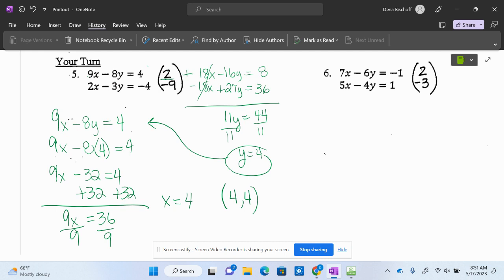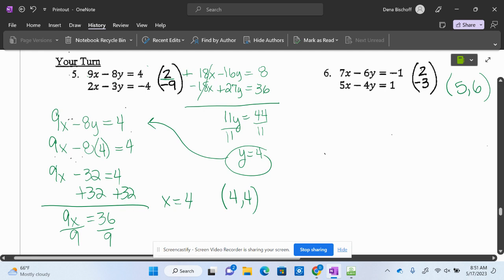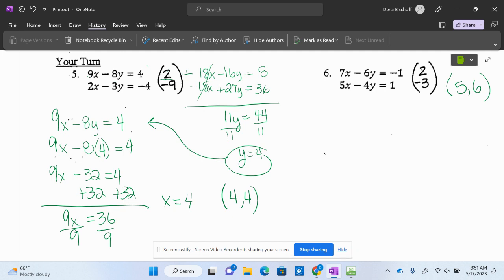The solution for number 6, if you're going to work it out, is the ordered pair 5, 6. And the solution for number 4, if you want to work that out, is -7, -12. Number 4 is -7, -12.